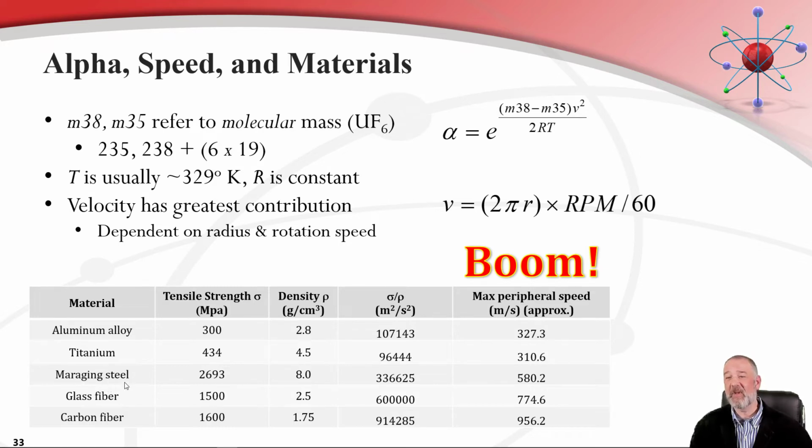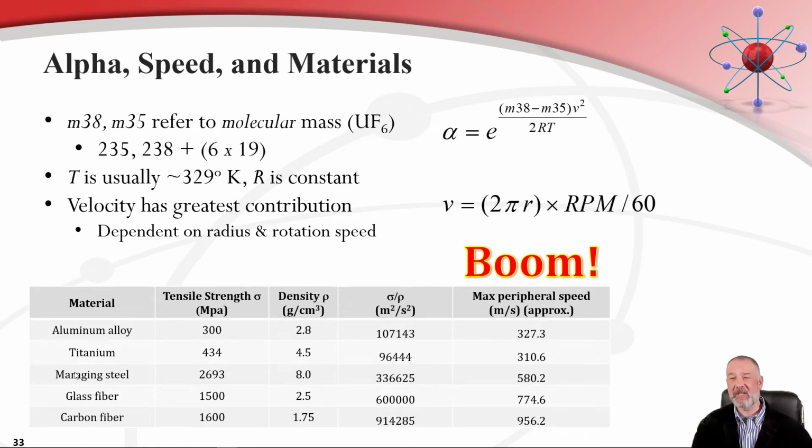Now, if we look here at something called maraging steel, it is incredibly strong. In fact, it's got the highest tensile strength out of all the materials here on this table, almost 2,700 megapascals. But it's super dense. It's about 8 grams per cubic centimeter. So if we take a look at the maximal rotational speed, we see that it is actually much higher than both aluminum and titanium, at about 580 meters per second.